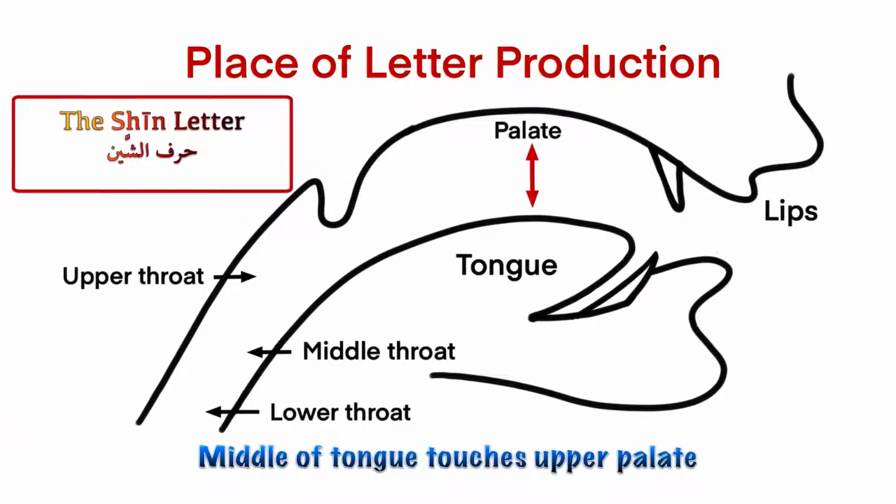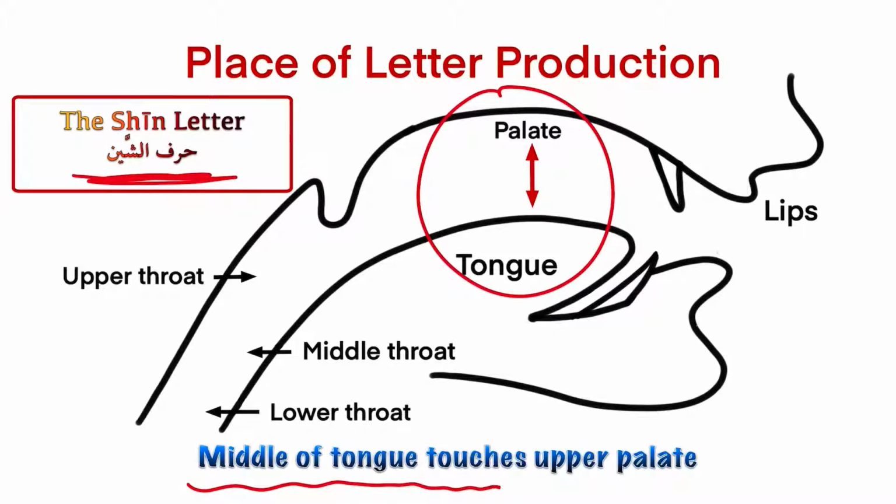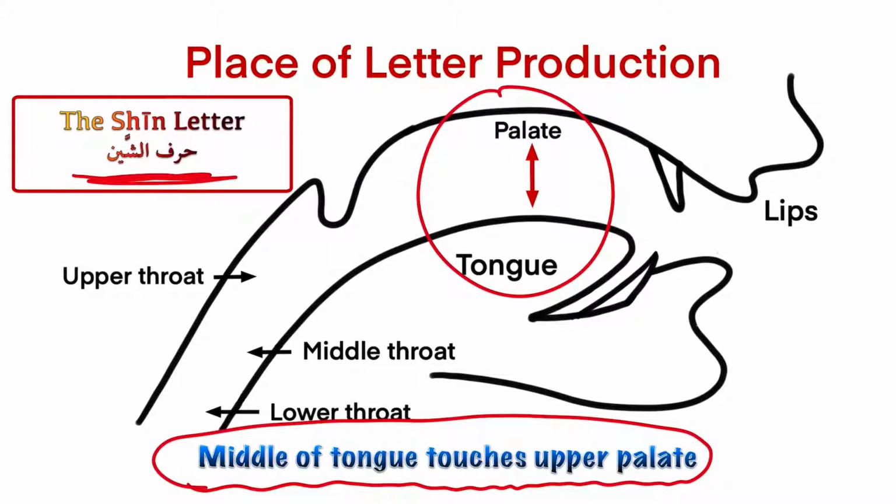In this diagram we see how the Shīn or Sha letter is produced. It is produced in this zone where the middle of the tongue touches the upper palate. Again, it is produced by the middle of the tongue touching the upper palate.